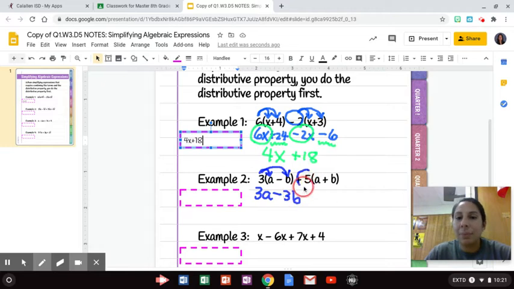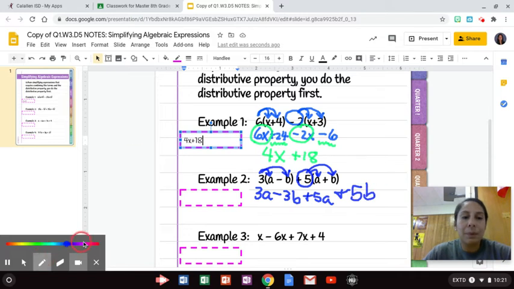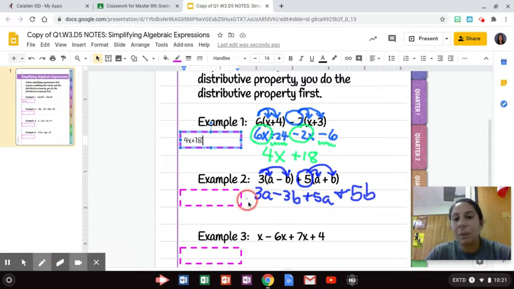Okay, the next one has a positive 5 outside. So 5 times a, that's 5a. And then we have 5 times b, which is 5b, so plus 5b. Next, just like the last problem, we combine like terms. What that means is you want to put your a's with your a's and your b's with your b's. So 3a plus 5a, that's going to be 8a. And then we have negative 3b plus 5b. That gives you positive 2b.